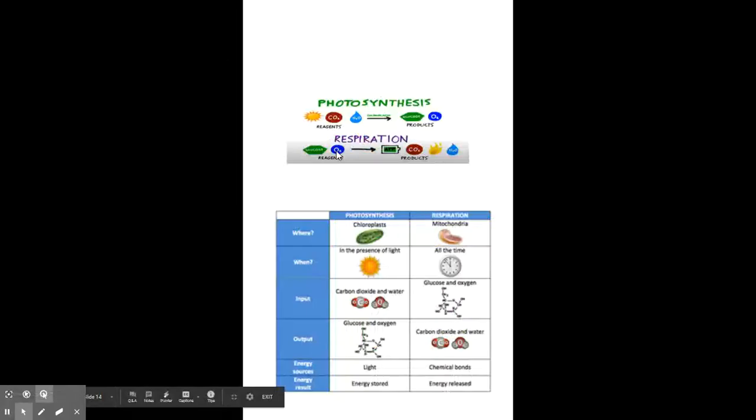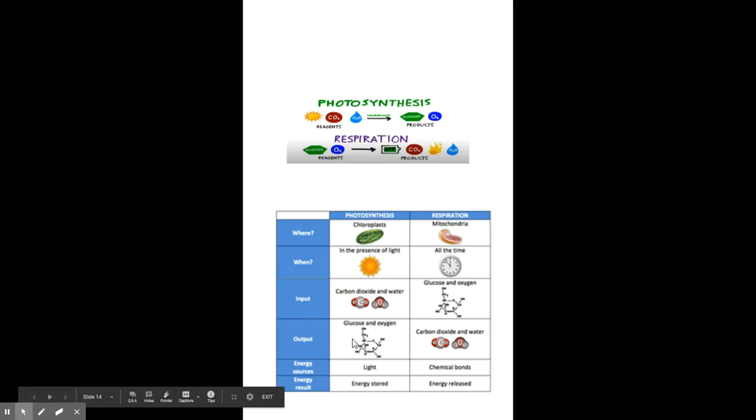In comparing the two processes, besides just the reaction, as far as where they happen for eukaryotes, remember they happen in the chloroplast for photosynthesis and in the mitochondria for respiration. Respiration can happen anytime. However, photosynthesis, at least the light reactions, needs the presence of light. The input or the reactants for photosynthesis are carbon dioxide and water. The reactants for respiration are glucose and oxygen. Notice it's the exact opposite.